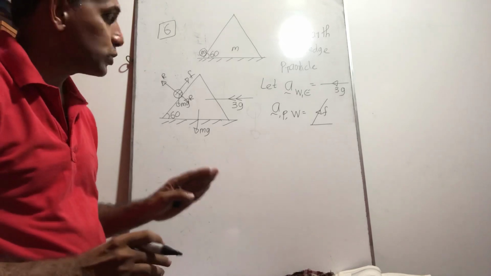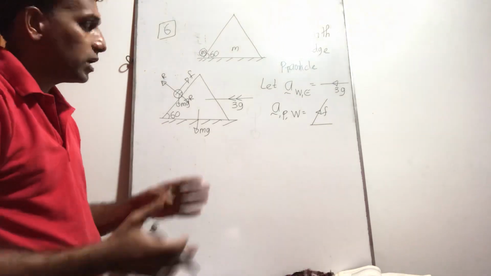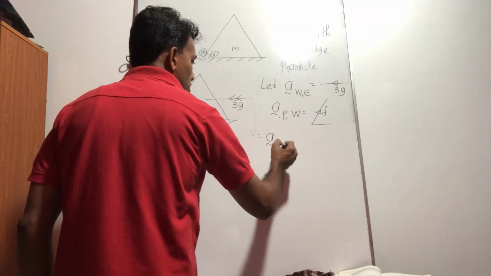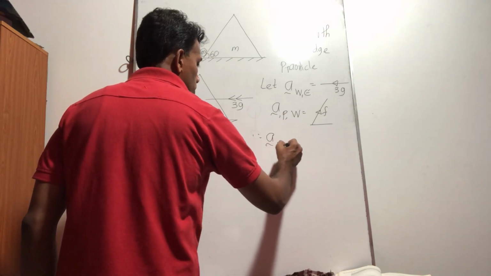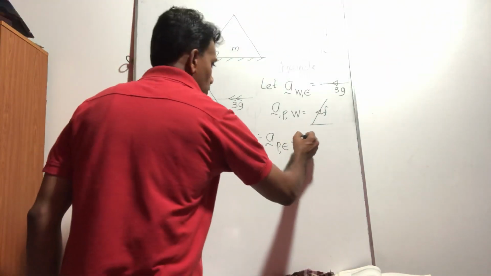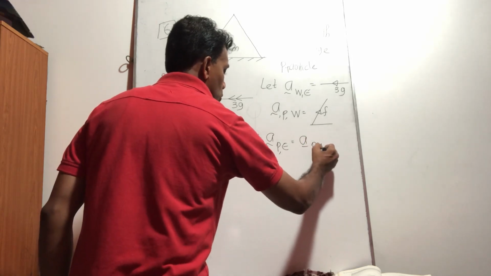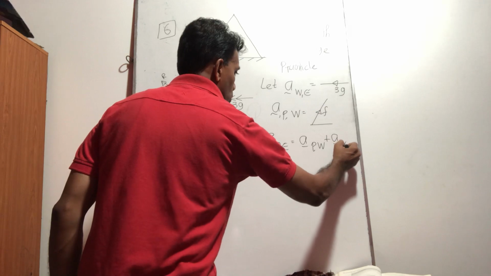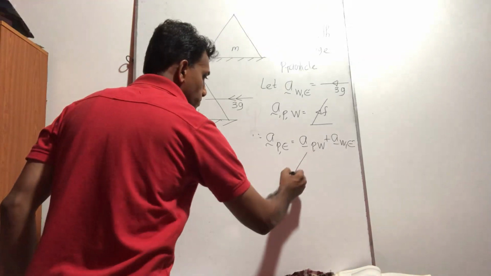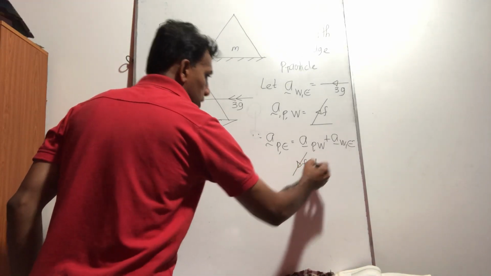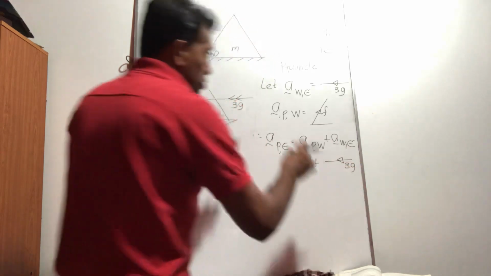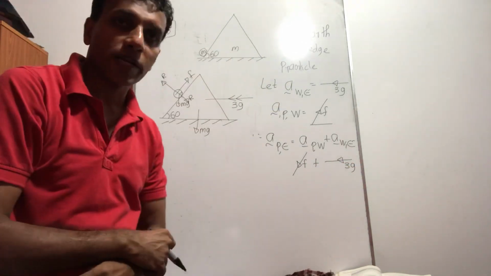So I need to find the acceleration of the particle relative to earth. Then we can apply F equals ma as usual. Therefore, the acceleration of the particle relative to earth, aPE, equals the acceleration of P relative to W plus the acceleration of W relative to E. So PW is f along the incline and WE is 3g this side. Every wedge problem you should show this. There will be minimum 5 marks in the scheme for that part.